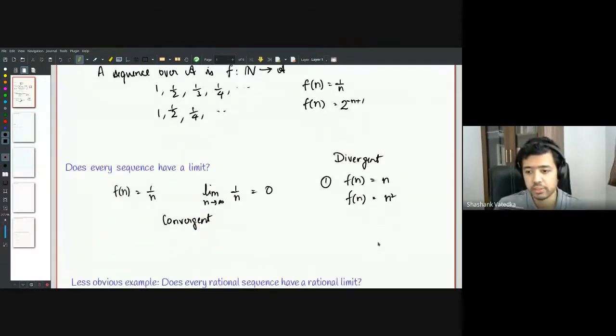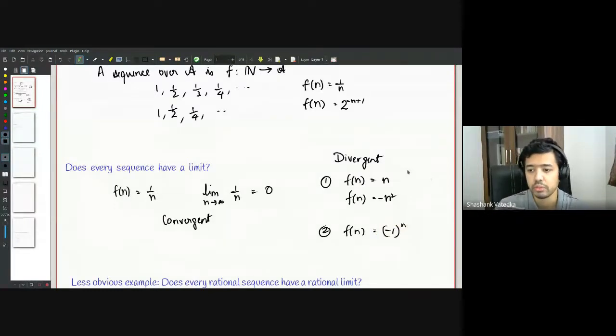Right. Okay. So this is a case where, as n tends to infinity, f of n also tends to infinity. We could also say f of n equal to minus n square, in which case it goes to minus infinity. All right. So any other kind of example? Yeah.